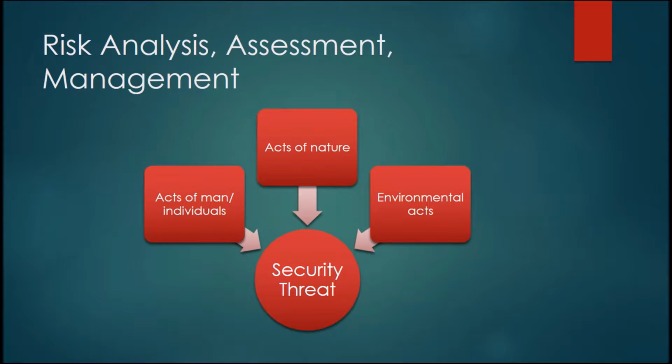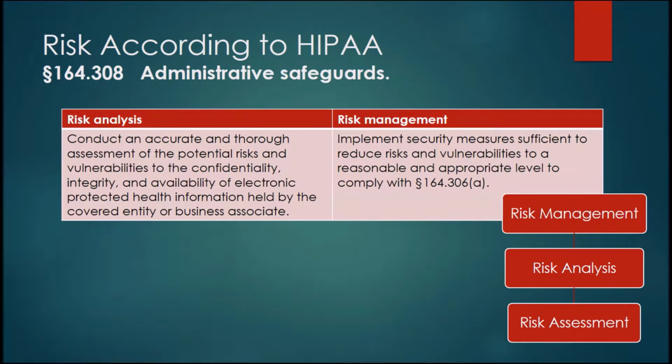Acts of nature is used to describe flooding, lightning, wind, hurricanes, tornadoes, and earthquakes. Environmental impact or environmental acts is used to describe events that cause a loss of power, water, cooling, and connectivity. All these are referred to as a security threat, and that is what is evaluated in risk analysis and assessments. As mentioned, the focus of this presentation is information risk management within healthcare. So as you know, that means our standard is HIPAA.